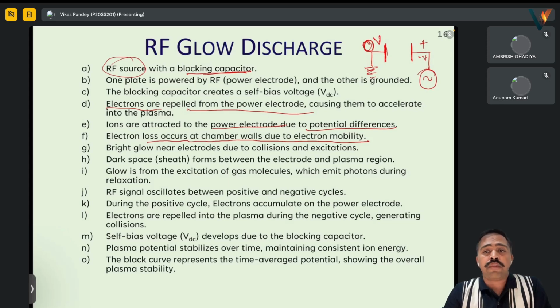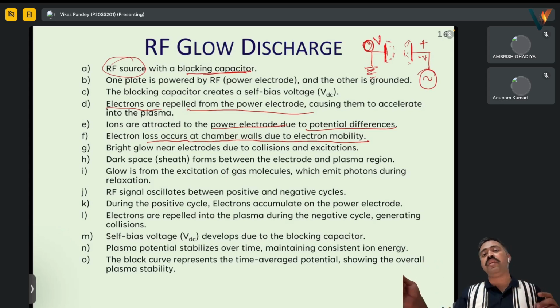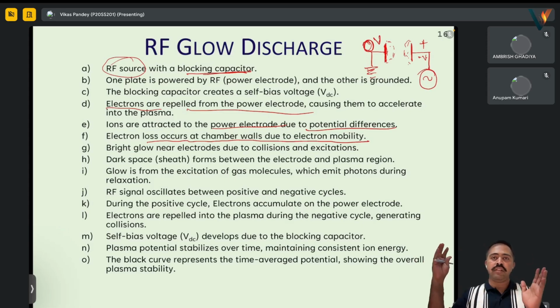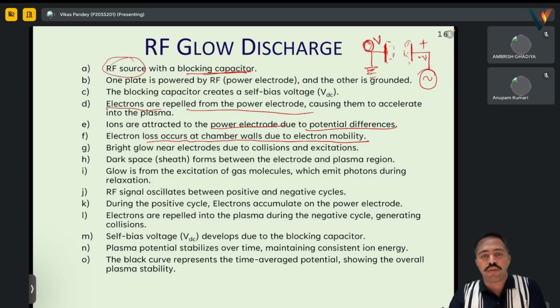Near the electrodes, in this case also, we will see higher collision and excitation. So here the glow will be more towards both the electrodes, since it is not unidirectional in nature. In case of DC, we saw that towards the negative potential the glow decreased. In this case, the glow will be higher towards both the sides, since it is fluctuating again and again. In the center, we will see lower glow.